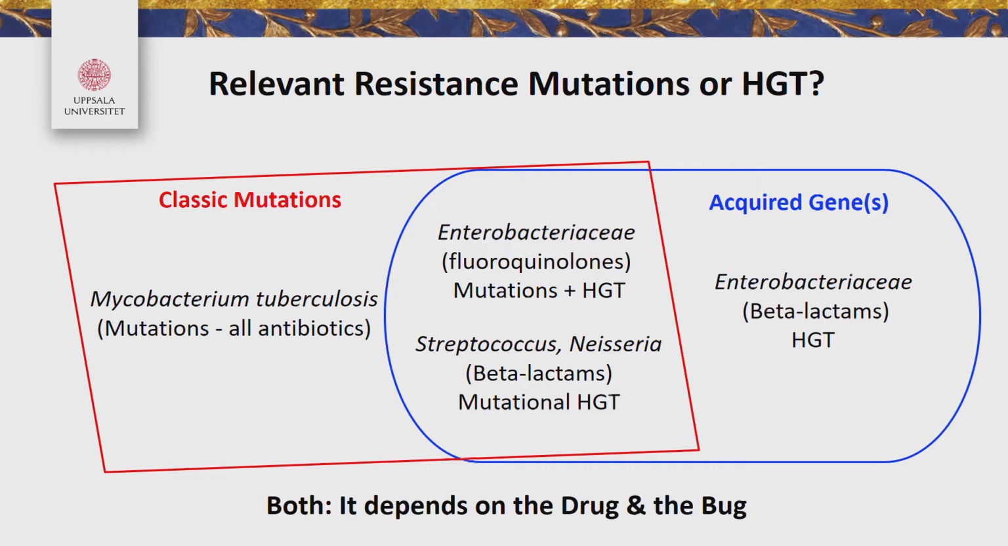Okay, so what's more important? Horizontally transferred resistance elements or resistance mutations? And both is the answer. It really depends on the context, going back to the context.